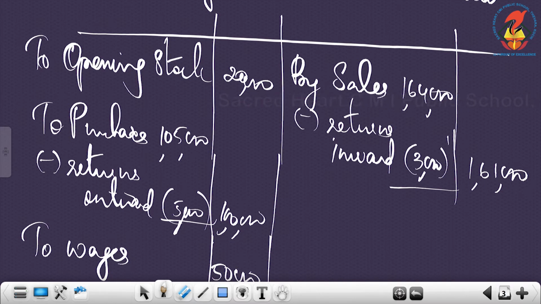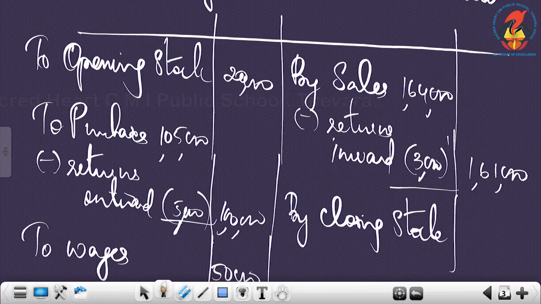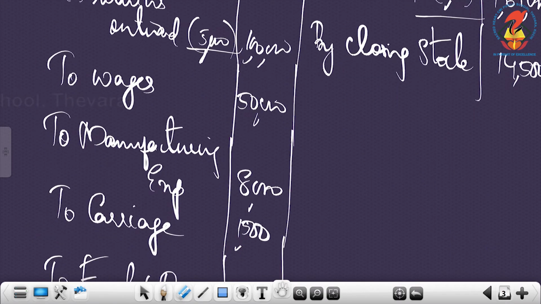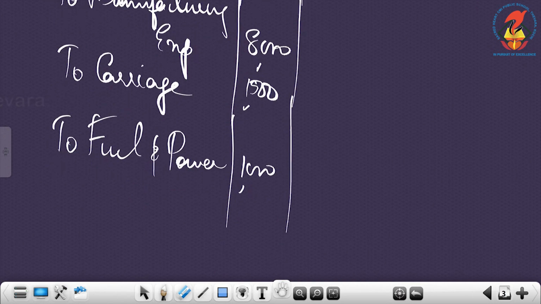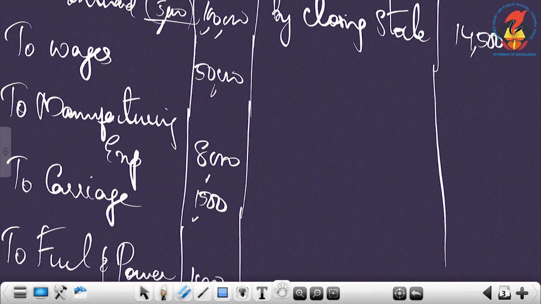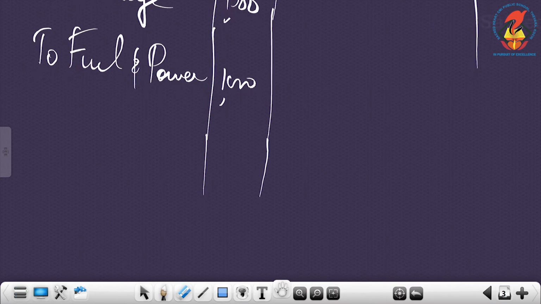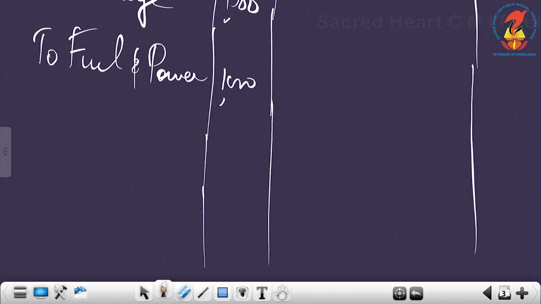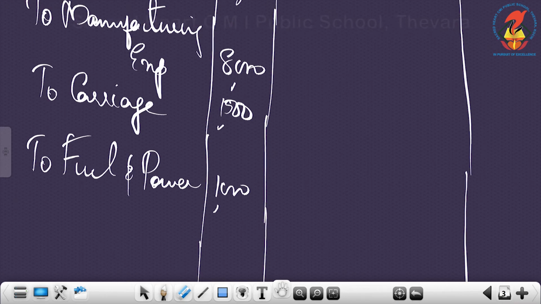Yes. Then there is closing stock. Closing stock you take from the adjustment, 14,500. Yes. So the trading account is over. Now you compute the balancing figure. It will be either a gross profit or a gross loss. Here it is a gross loss.